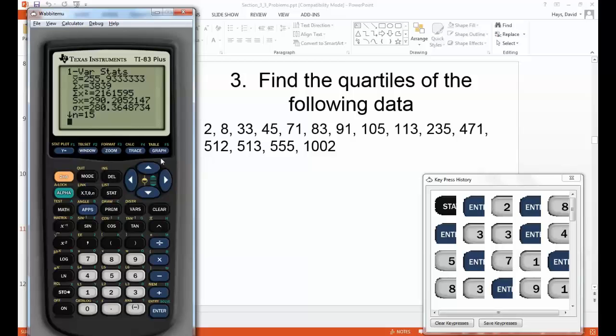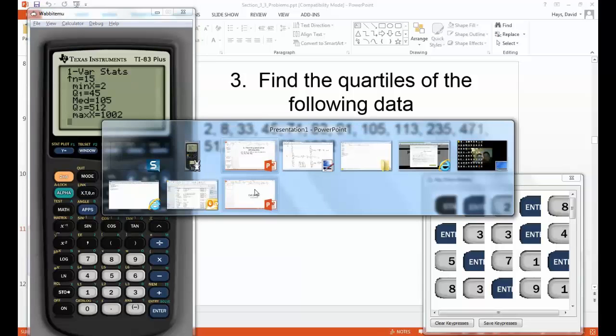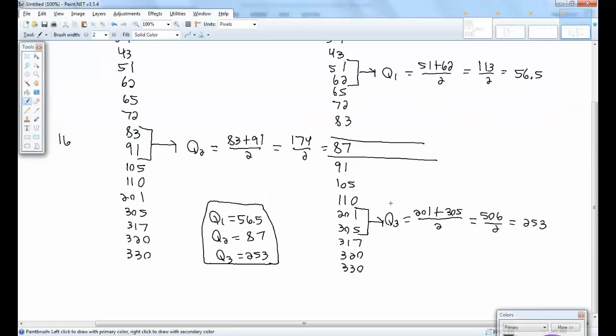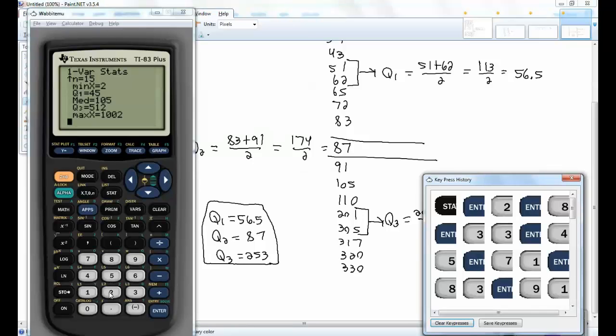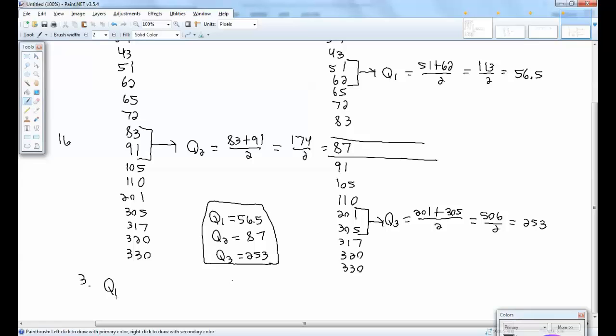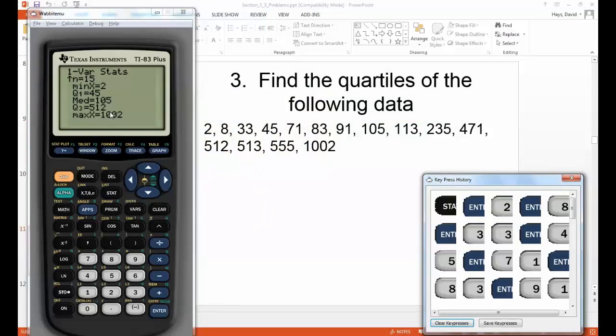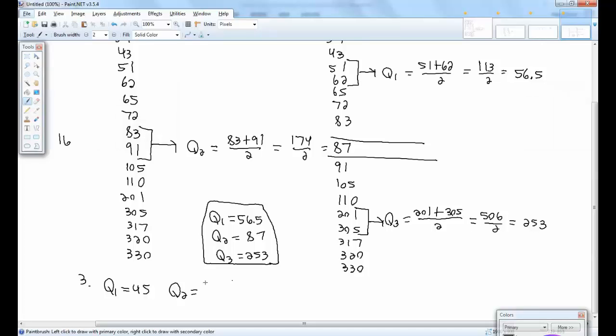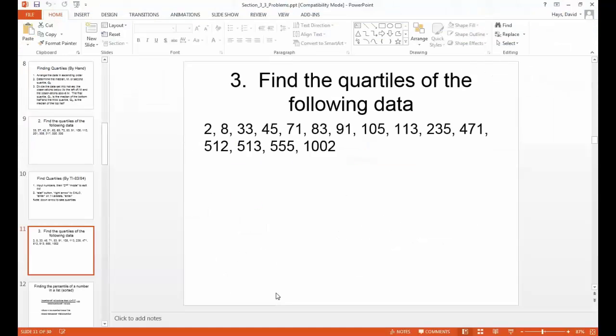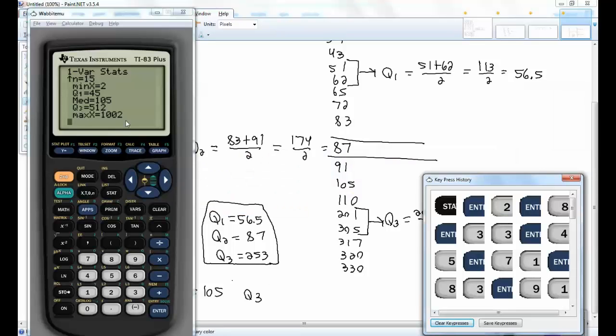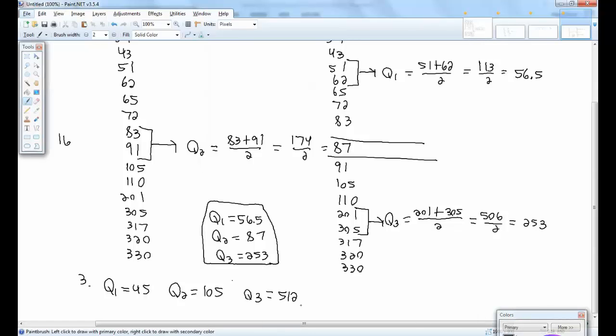Now see this arrow here, that means there's more down below. So we do our right or down arrow key over and over, and you see that for this problem, problem number 3, using technology tells us Q1 is 45. Now Q2 is the same as your median. So on your calculator, I'll eventually get back there. Your calculator says median is 105. So Q2 is 105. Now Q3 was 512. So it gives you all three of those automatically. And assuming you typed it correctly, with no data entry error, you don't have to worry about any basic math errors like I worried about up above.